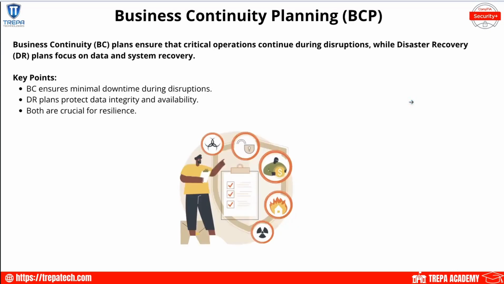Business continuity planning. So we've talked about this throughout the course, but now we're actually going to go over the actual document. Business continuity plans ensure that critical operations continue during disruptions, while disaster recovery plans focus on data and system recovery. So part of business continuity planning is defining these two things, right? Disaster recovery protects data integrity and availability. Essentially, if we have a natural disaster or whatever disaster, is my data still going to be available? And if it's not, how do I ensure that it wasn't changed or there wasn't anything malicious going on? And then business continuity ensures minimal downtime during disruptions.